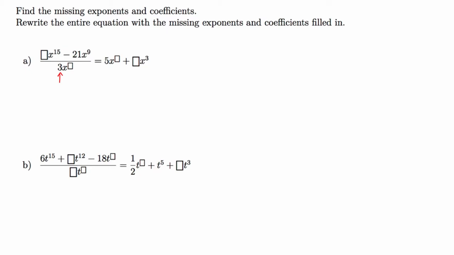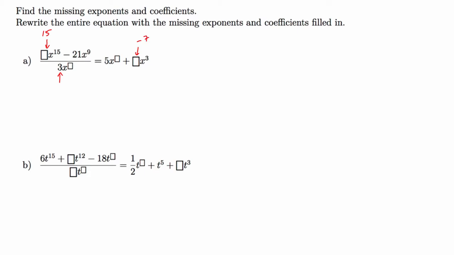The first term in the numerator was something x to the 15th. We take that something, that coefficient, and we divide it by 3, and we obtained 5. Well, we know 15 divided by 3 is 5, meaning the coefficient on the first term in the numerator had to be 15. Separately, the second term in the numerator was negative 21x to the 9th. When we take that coefficient of negative 21 and divide it by 3, we know that answer has to be negative 7. So we've now filled in the missing coefficients.